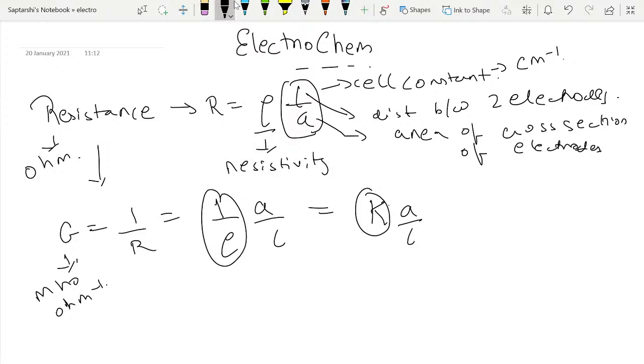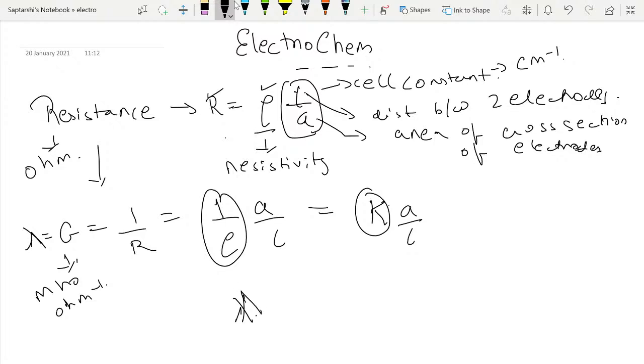And you can easily find out the unit of resistivity like this. If resistance is ohm, then resistivity will be ohm into centimeter square by centimeter, or whatever the unit may be, centimeter or meter. Similarly for conductance as well. And now we'll talk about your equivalent conductance, given by capital lambda.